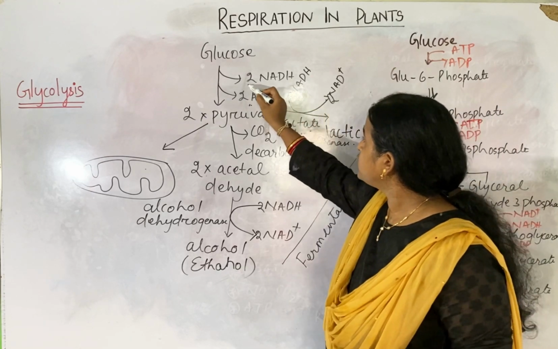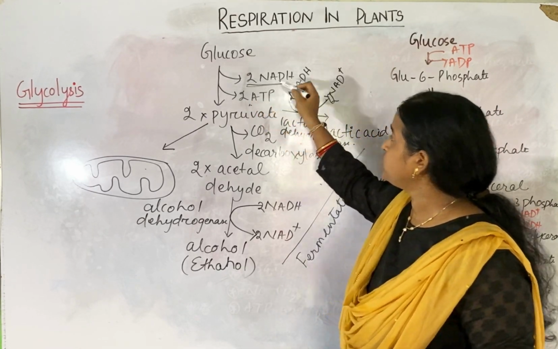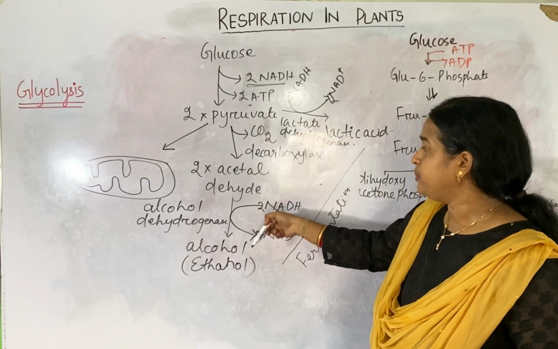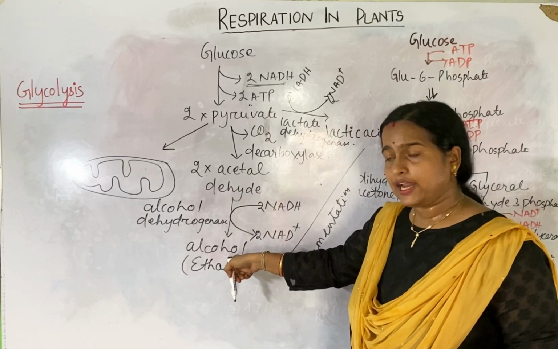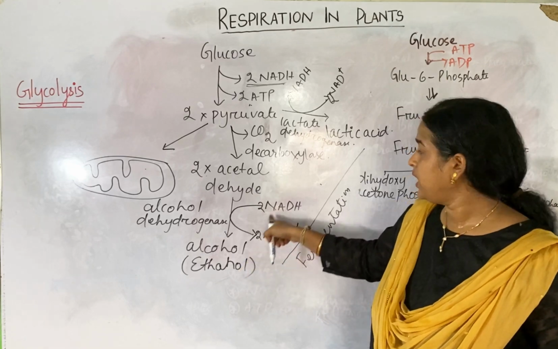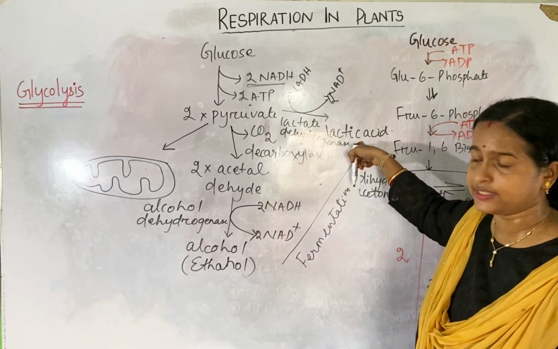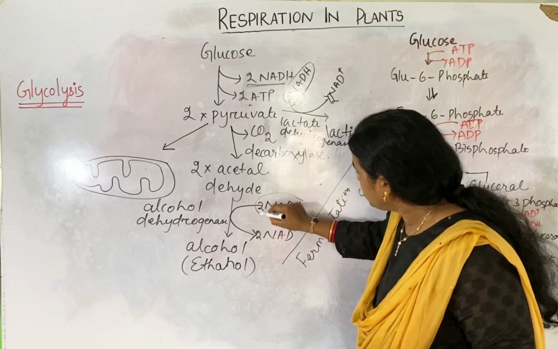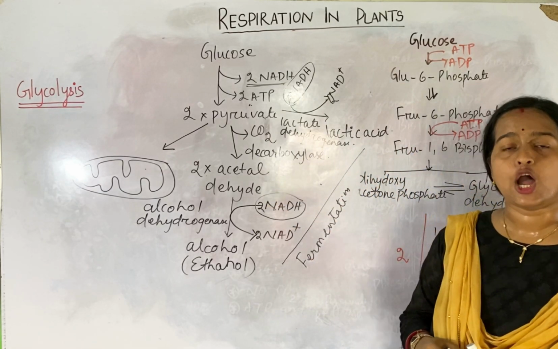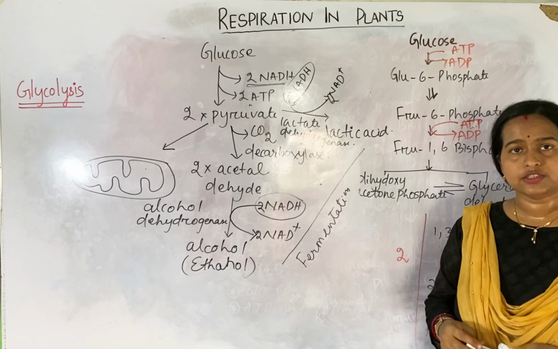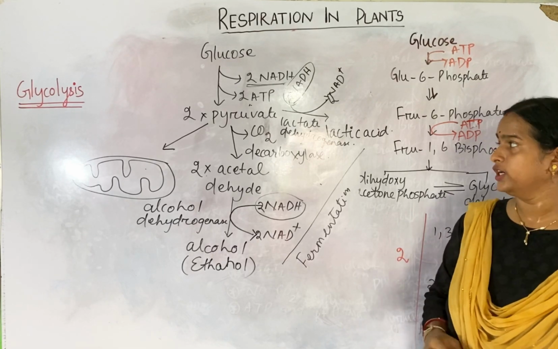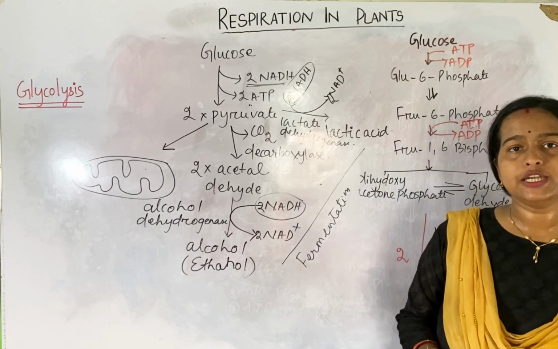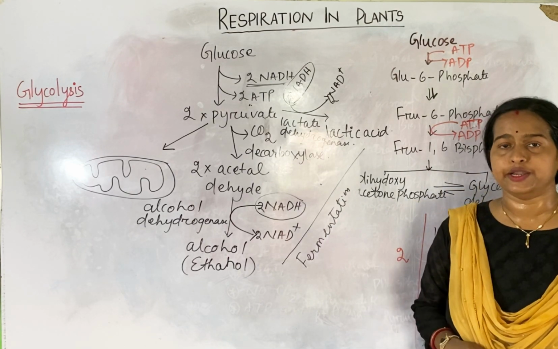So you can see in the case of anaerobic respiration, only 2 ATP are produced. Why? It is because the NADH that is produced in glycolysis is being used in the production of alcohol, and here the lactic acid. So when the question arises how many ATP are released in glycolysis in anaerobic condition, you can say 2 ATP, and in aerobic condition it will be 8 ATP.